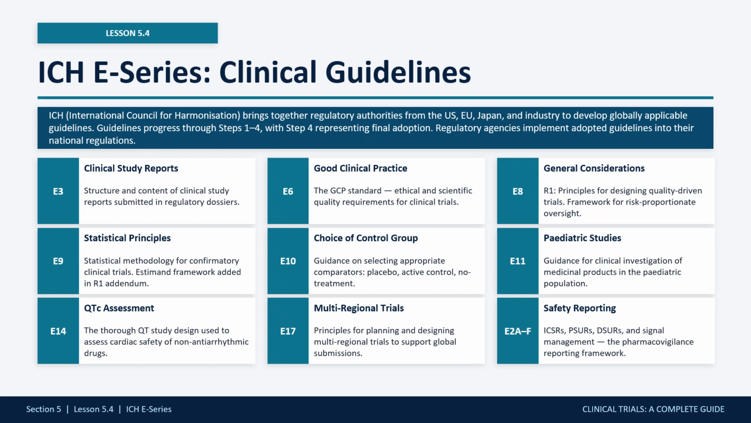ICH guidelines are developed through a four-step process: draft, consultation, sign-off, and regulatory adoption. Once an ICH guideline reaches step 4, the participating regulatory authorities are committed to incorporating it into their own national regulations. This is what makes a global trial viable. A clinical study conducted in Japan under PMDA oversight can generate data that the FDA and EMA will accept because all three agencies have adopted the same ICH E6 GCP standard.